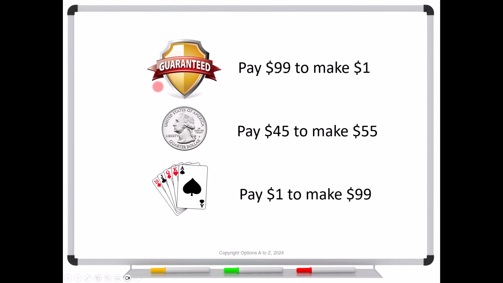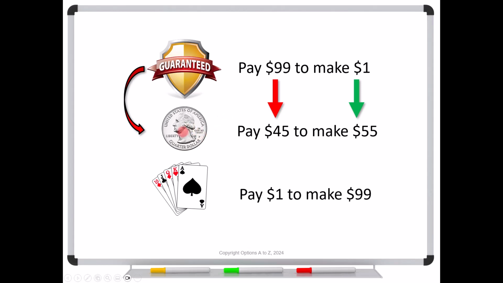As we moved from the guaranteed game to the coin game, we are introducing risk. We're making things more uncertain. And how did the crowd respond? The crowd responded by pushing the price down from 99 to 45. And what did that do for the reward? Well, it pushed it up from 1 to 55. As the price comes down, the reward goes up. Why did the price come down? Because the risk went up.